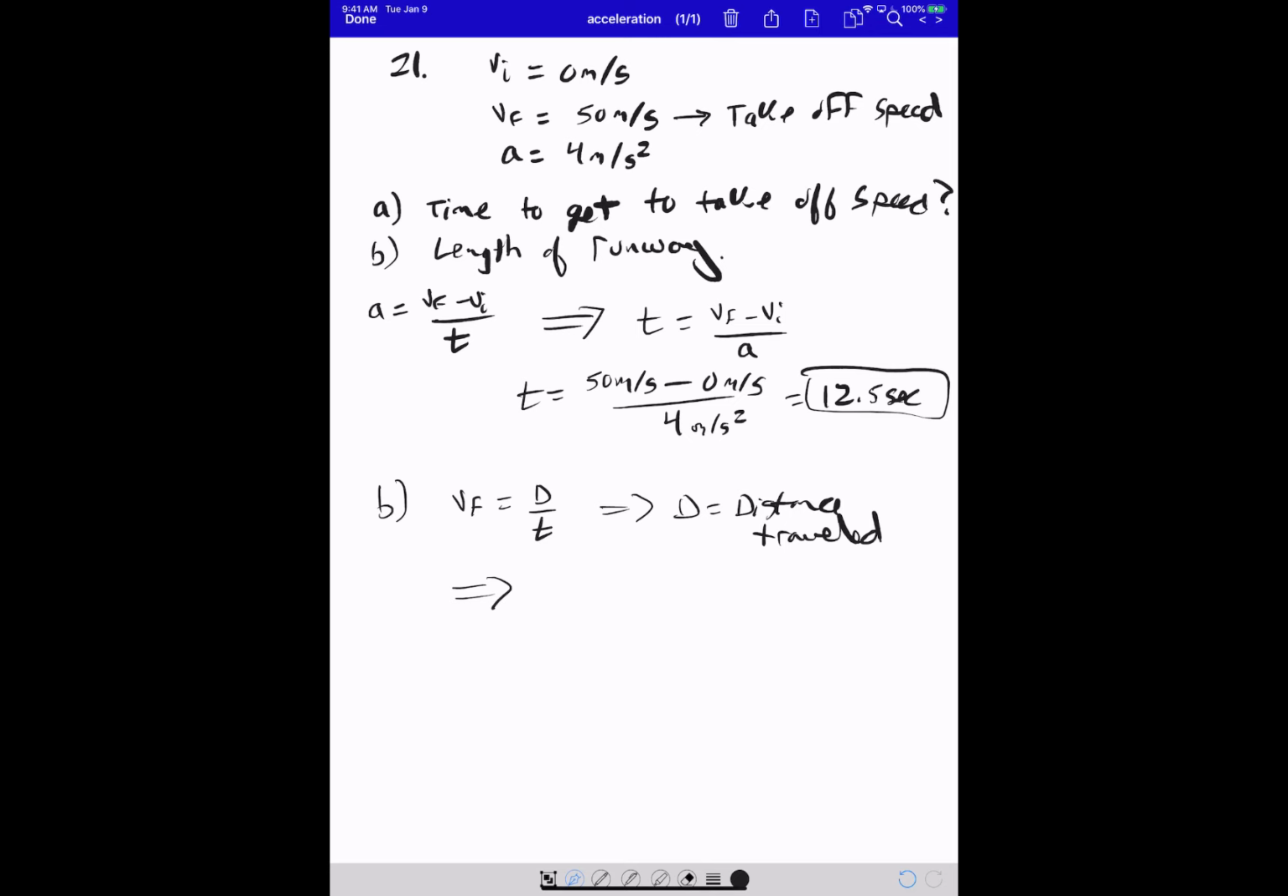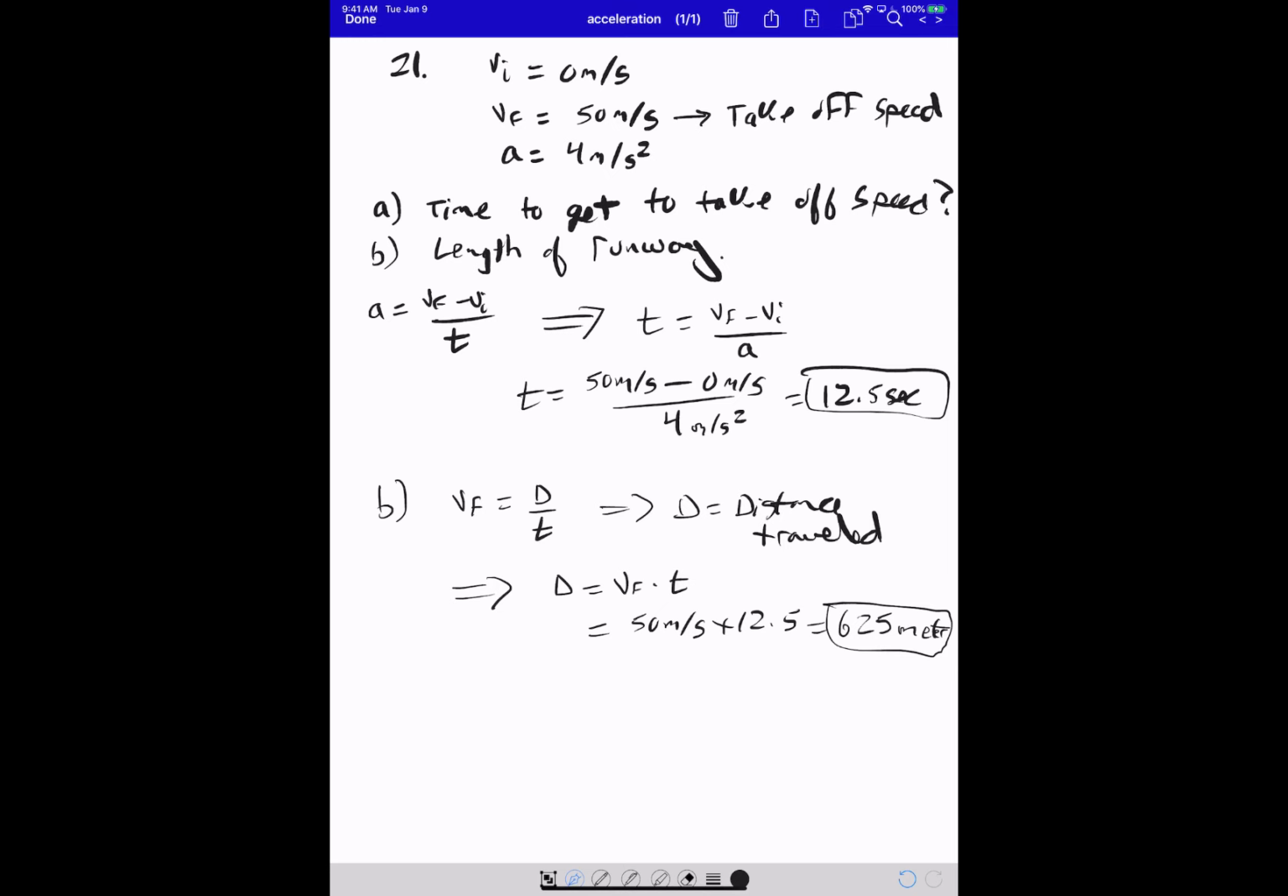So we want to know the distance traveled in a certain amount of time going at a certain velocity. So distance equals final velocity times time. And again, we just plug in our numbers. We know the velocity is 50 meters per second. We know that the time is 12.5 seconds. And so the total amount of runway we need is 625 meters. And that's what we need in order for this airplane to take off.